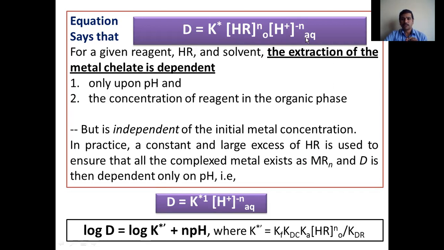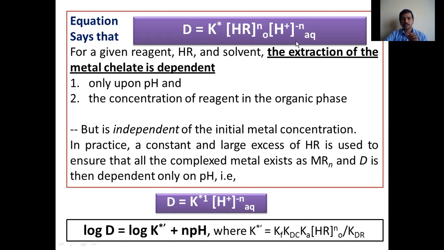As the hydrogen ion concentration will be more, pH of the aqueous layer will become less, right? So the extraction efficiency or the selectivity of the extraction of the metal chelate is dependent only upon pH, and what concentration of the reagent we are using. So concentration of the reagent and the pH of the aqueous phase will become very important here to play the role. Okay, but if you look at this equation, the distribution ratio for the metal chelate is independent of the initial concentration of the metal.